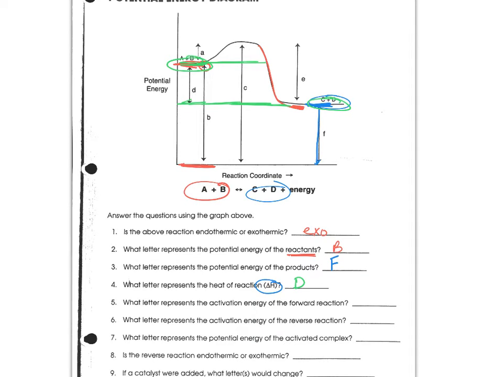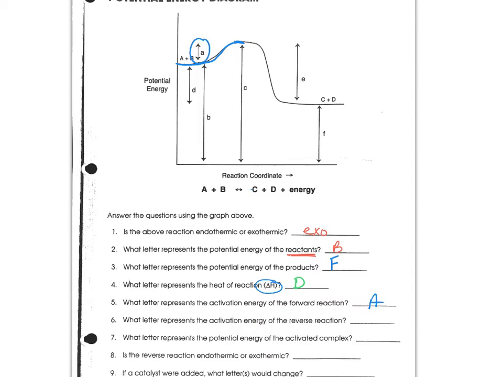What letter represents the activation energy of the forward reaction? So let me erase this other stuff. Activation energy is the hill that has to be climbed in order for the reactants to be able to do something. So the size of the hill for the forward reaction, that means we start to the left. This is the hill we have to climb. So that interval is represented by A.